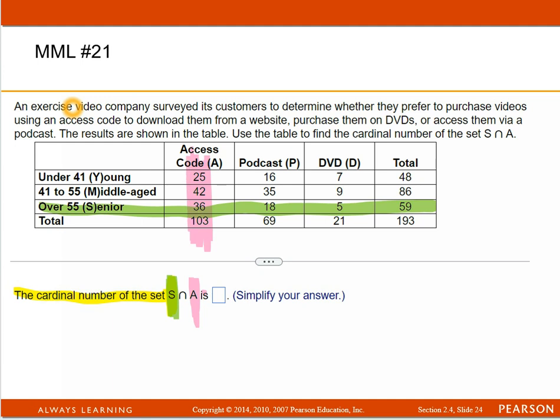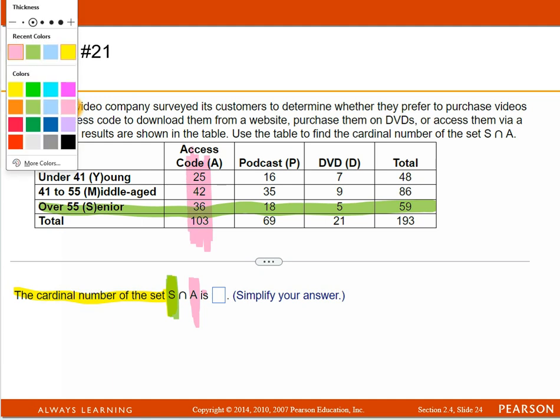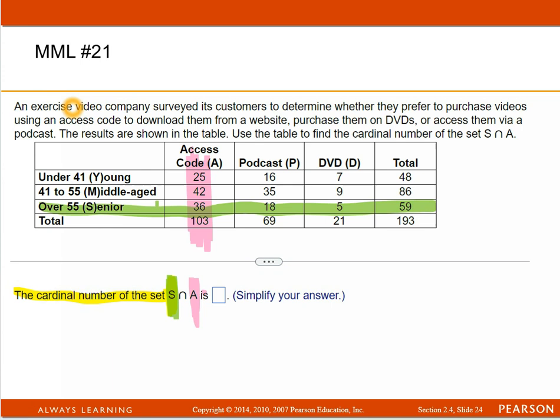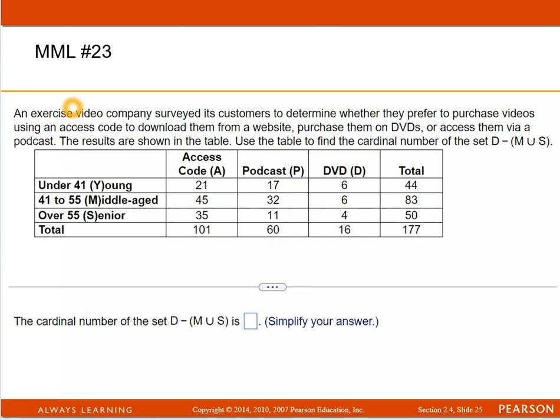So you're looking for where the green overlaps the pink, and that would be right here. So the answer that goes in this box, 36. Now that wasn't too bad because it was an intersection. And then the last example is another one just like it.